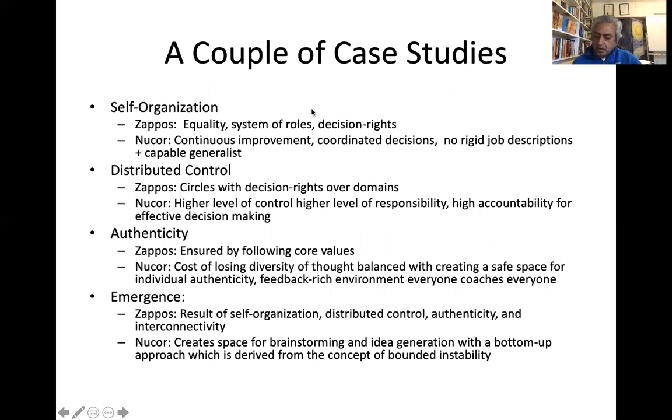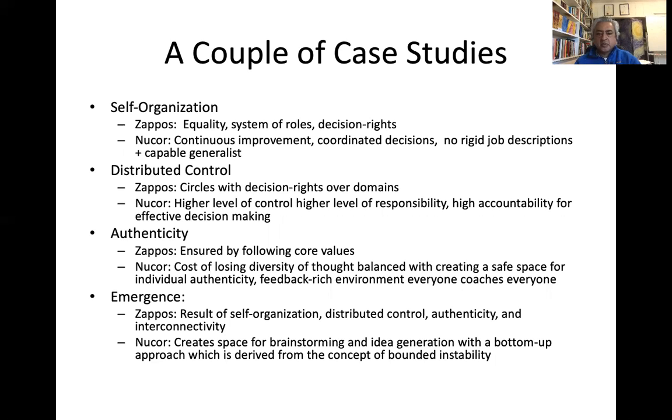Now, in this paper, we go over two different companies. One is Zappos, which is a flat organization. The other is Nucor, which is a hierarchical organization. I was previously head of organization sciences at Zappos. And so in the interest of time, I'll just very briefly talk about a couple of points of how we actually implemented some of these properties. I'll focus on self-organization, for instance.